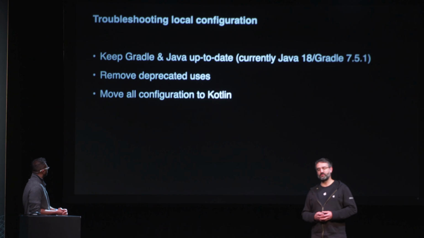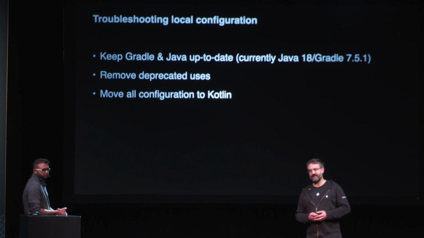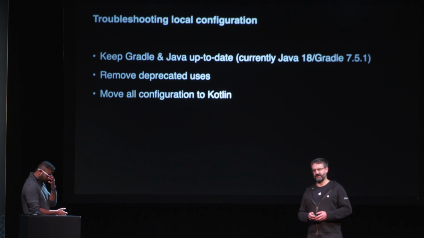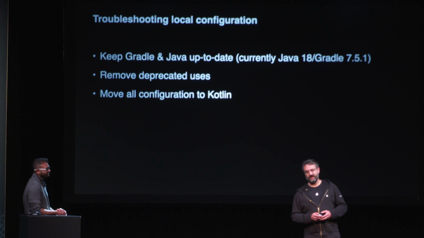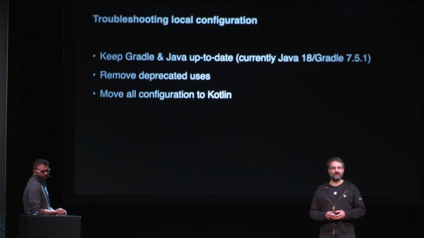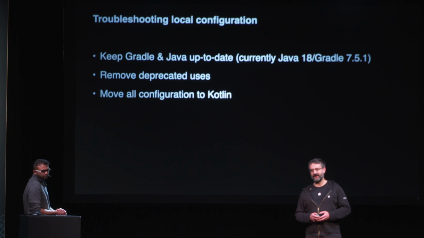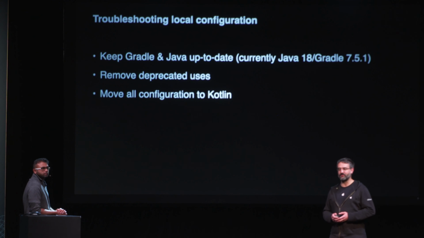Other things that we did to make sure the local configuration was working for our users is that we were fairly aggressive about keeping Gradle and Java up to date. That means that up to today, we're currently running on Java 18 with Gradle 7.5.1, which was the latest version of Gradle when I created this slide yesterday, so hopefully it's still the case today. We made sure that we were aggressive about removing deprecated usage all the way in the Gradle files, so that we were ready to upgrade to the next Gradle when it was around.